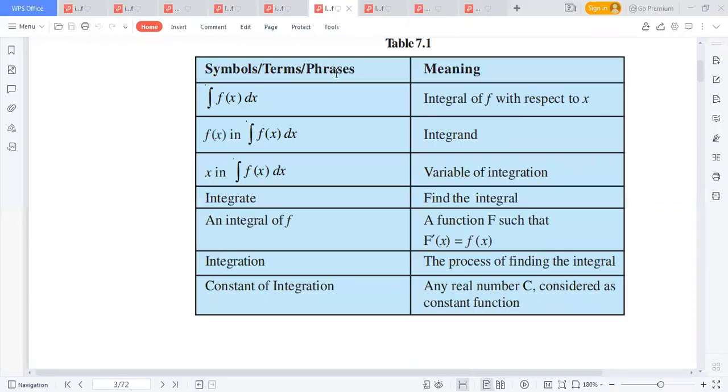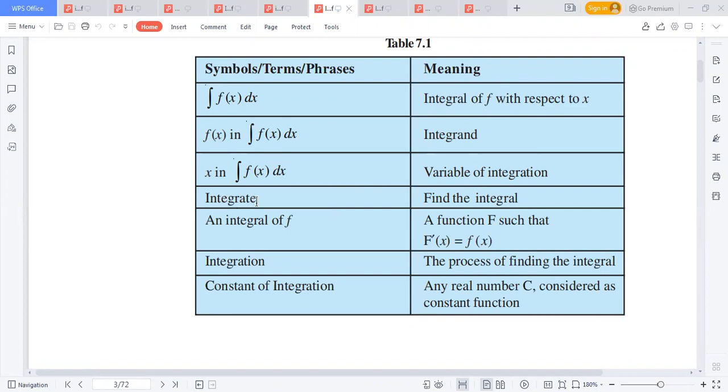Suppose symbols, terms and phrases, and what's the meaning of these? Suppose integration of f of x dx means what? Integral of f with respect to x. F means what? Function f of x, and f of x in this means the integrand. This f of x is called the integrand, and x in this will be the variable of integration. X is the variable of integration in these types of integral.